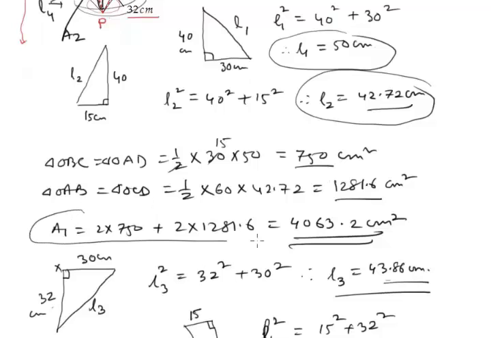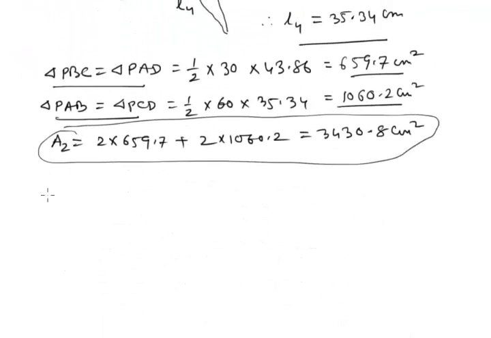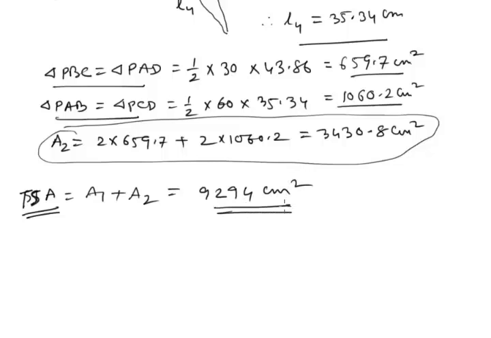And this is the top pyramid's four faces area. If we sum them up, we will get the total area. We will get the total surface area A equals A1 plus A2. So this is the total surface area for this octahedron, which we will get 9294 centimeter square.